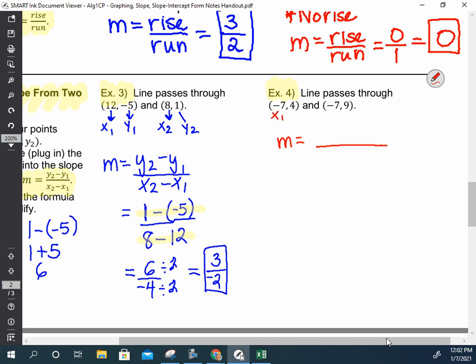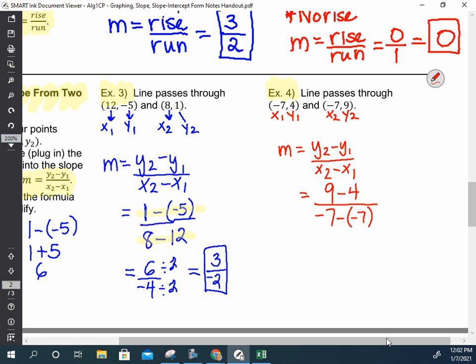So we label everything. Don't sleep on labeling it, ladies and gentlemen. That's going to help you set it up correctly. So what's going at the top? Nine minus 4. So 9 minus 4 goes at the top, and -7 minus -7 goes at the bottom.